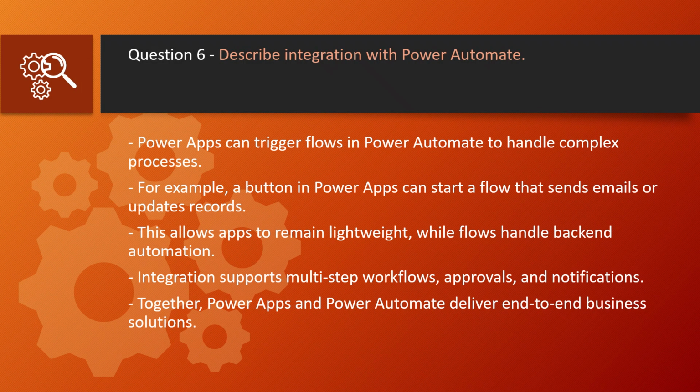How you will do the integration with Power Automate that you have to describe. Power Apps can trigger the flow in Power Automate that handles the complex processes. For example, suppose you have a button in Power Apps that needs to send a mail. On the click of the button event, you have to write a function that triggers the Power Automate flow.